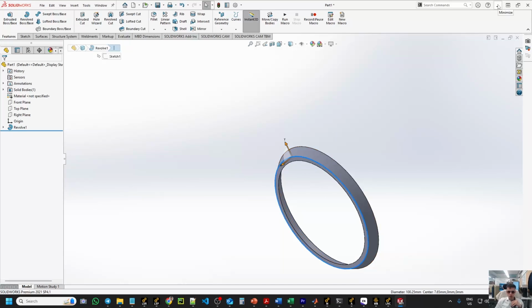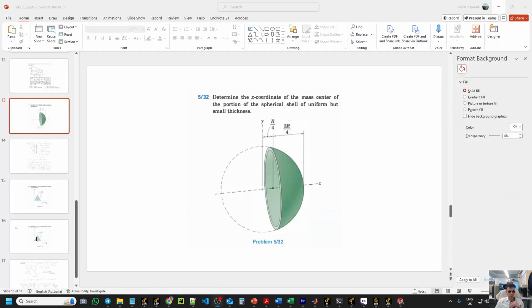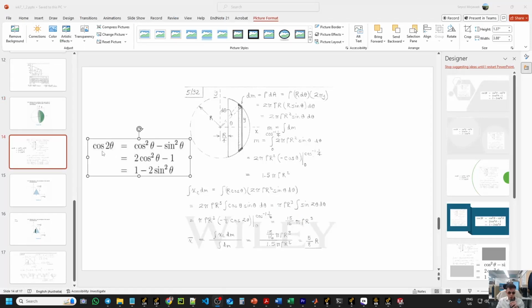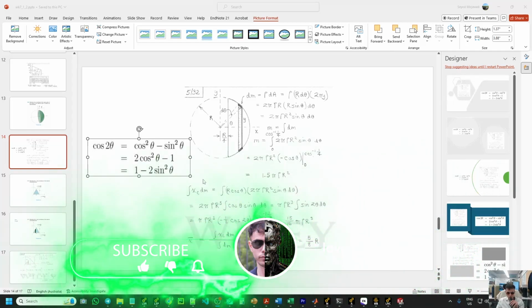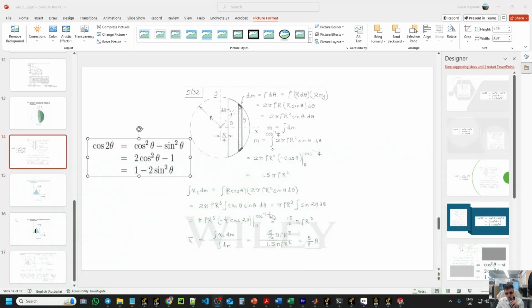Also, I will show you the formula. Here I show you the cos 2 theta formula. Here we will use the second one. For finding it, instead of cos 2 theta, let's put 2 cos squared theta minus 1 and just substitute cos inverse 1 over 4.